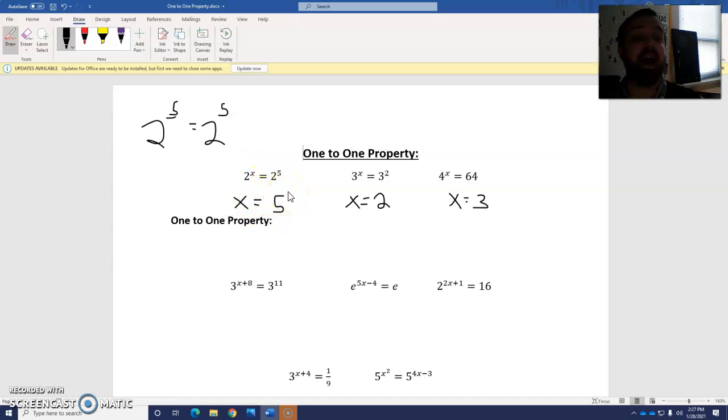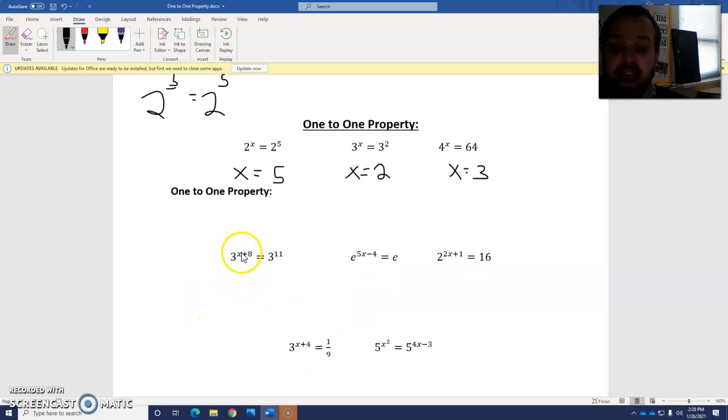And we can apply that to solve equations that may actually show up in our exponents. So, for example, down here, I have 3 to the x plus 8 equals 3 to the 11th. That means these exponents have to be the same, so x plus 8 has to equal 11. And then I can solve that by subtracting 8 from both sides, and I'll get that x equals 3.